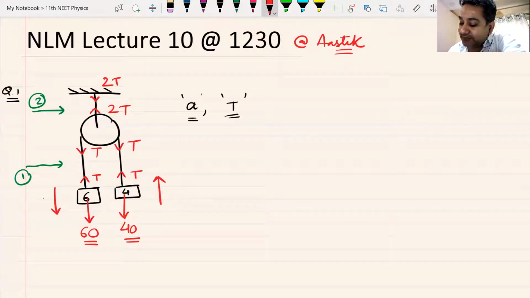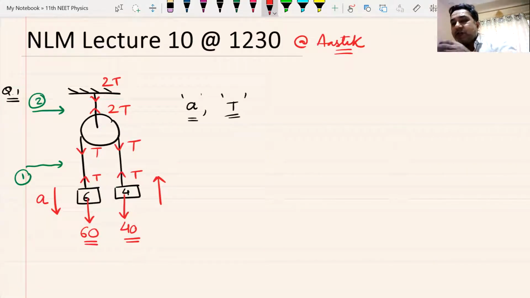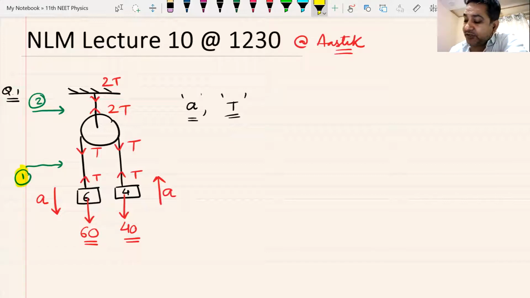If I call the acceleration of the 6 kg block A, what will be the acceleration of block B, I mean the 4 kg block? So it's also A. Why is it A? Because it is the same string. Yes, the two blocks are attached by the same string, string number 1, the yellow string, and hence their accelerations are the same.